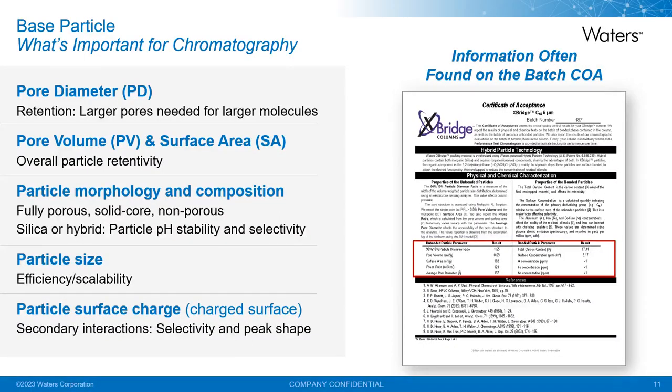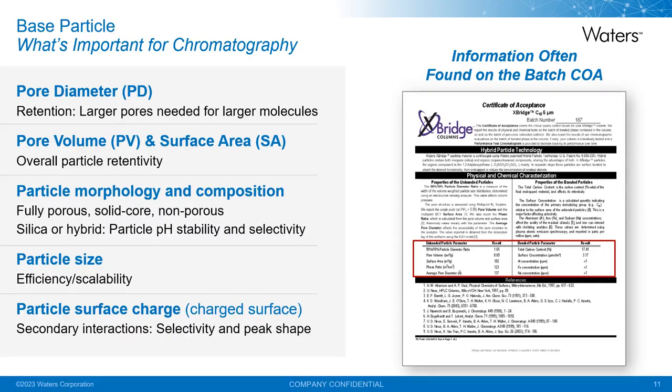Let's start off by examining the base particle. There are 5 key attributes to the base particle that can influence chromatography, and understanding how these attributes impact chromatography can help you make better selections for your application. First of all, we have the pore diameter, which influences retention. Larger pores are usually needed for larger molecules. We have the pore volume and the surface area, which impact the overall particle retentivity.